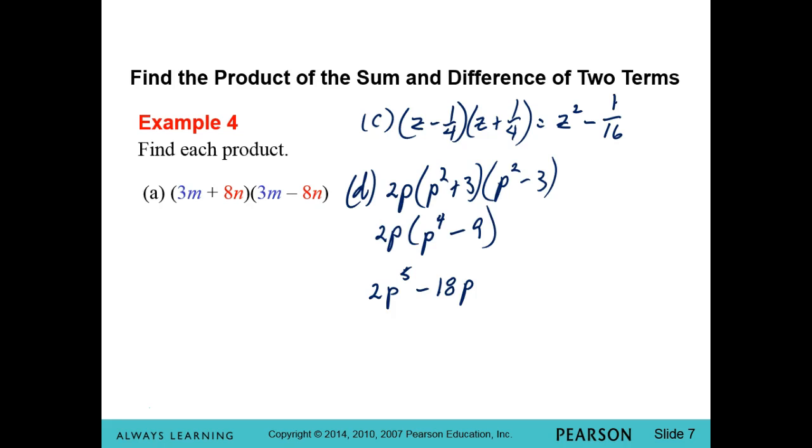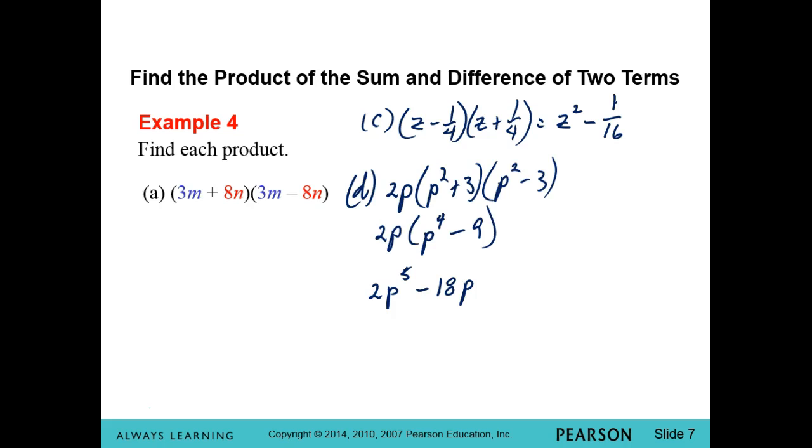And so the sign doesn't matter. Well, they have to be different. That can be a minus times a plus or a plus times a minus. But the sign in between is the only thing that's different about it. Okay.